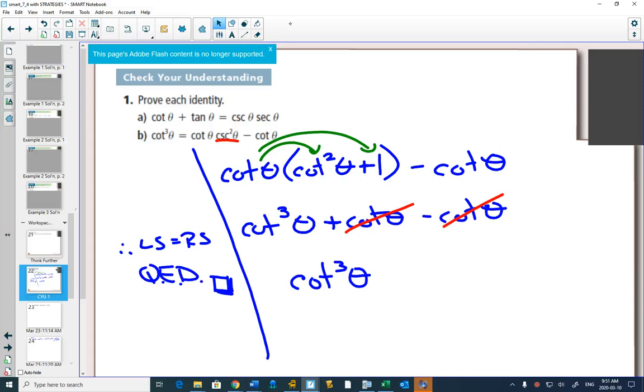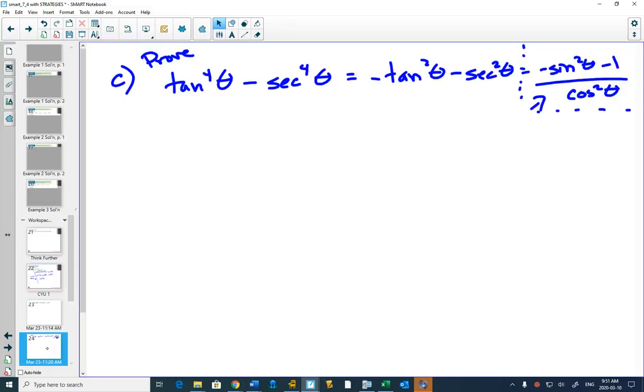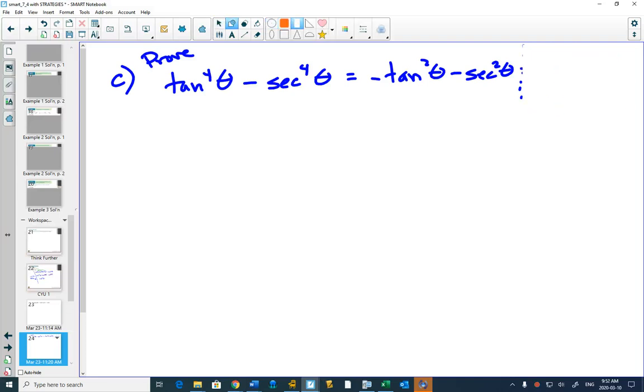And we're done. I'm going to add a part C to this one. A little bit scary with a cubed. A little bit more scary if I add a power of 4. Okay? Tan to the 4 theta minus secant to the 4 theta equals negative tan squared theta minus secant squared theta. Draw your line.